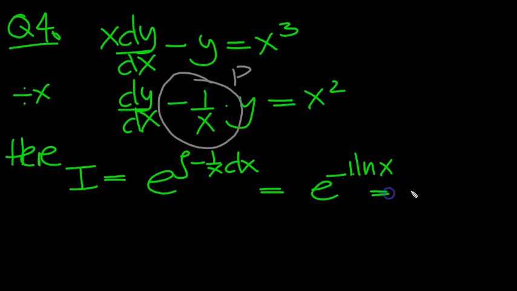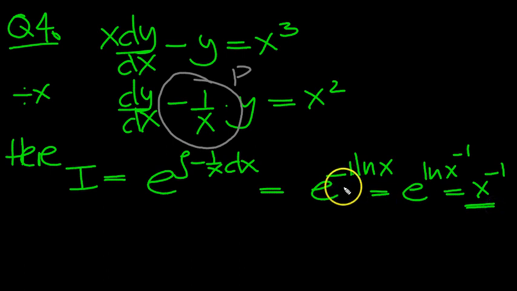Now I'm going to use properties of logs to shift that minus 1 up to be ln x to the minus 1. And now I can get rid of these two things because they cancel each other out. One is the inverse operation of the other. So I just get left with the x to the minus 1. There we go. So I times through this thing here by x to the minus 1, or 1 over x.